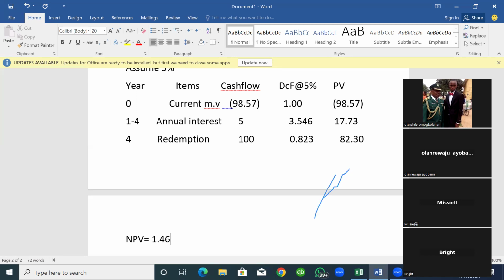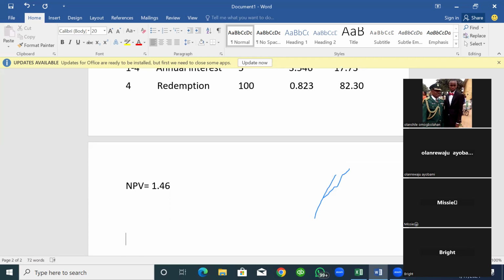Technopop, stop writing on my screen now. Technopop, you write on my screen again.